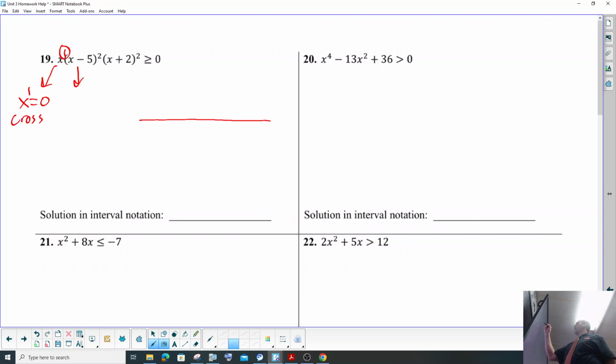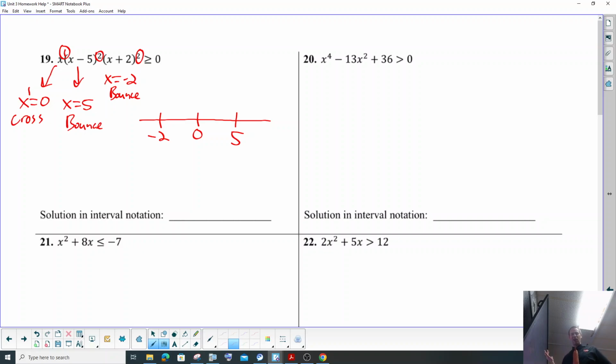Then x minus 5, set it equal to 0, add 5 to the other side, so we get x equals +5. And it's got to bounce. Last but not least, we have x equals -2 with a bounce. So let's go ahead and graph those now. So again, we have a 0 where we're going to cross through. We have a -2 where we're going to bounce. And a +5 where we're also going to bounce.